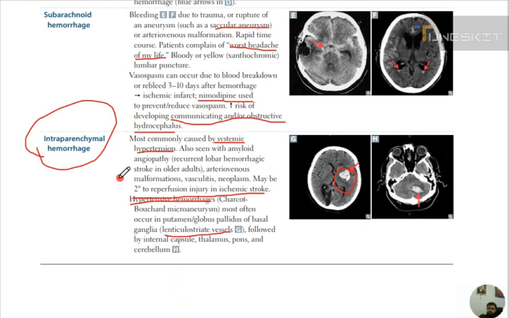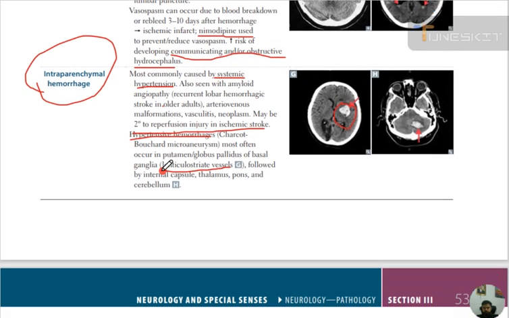So, in this intraparenchymal hemorrhage, the thing to remember is this is hypertensive hemorrhage, also called Charcot-Bouchard microaneurysm, most often occurring in the putamen and globus pallidus of the basal ganglia, lenticulostriate vessels, followed by the internal capsule, thalamus, pons, and cerebellum. So, what is next?